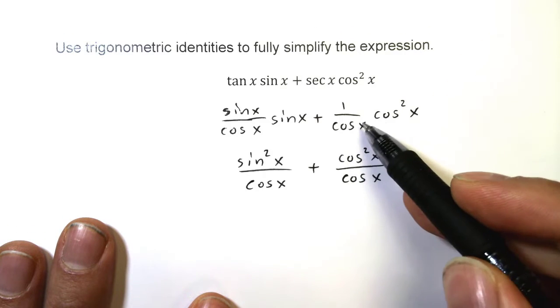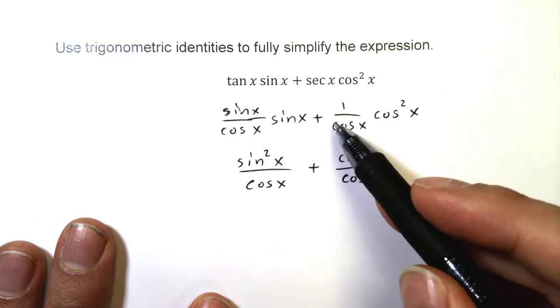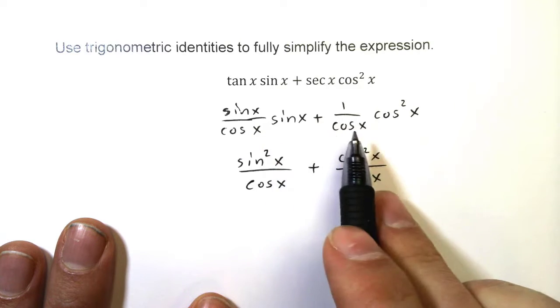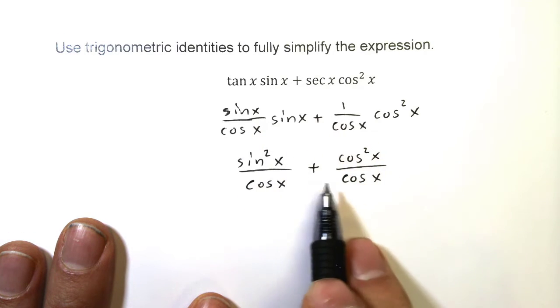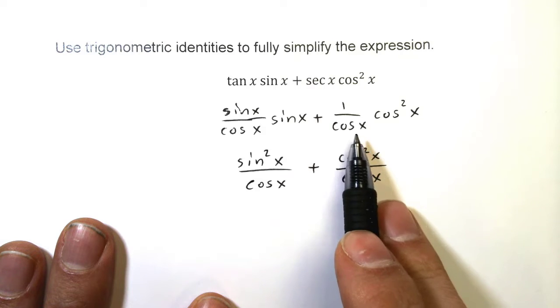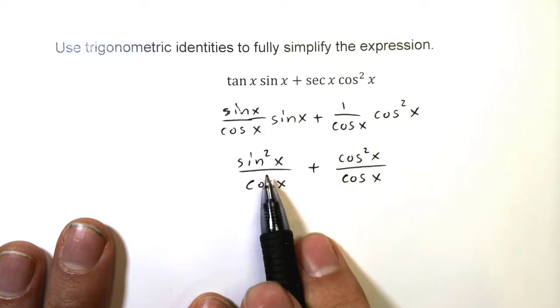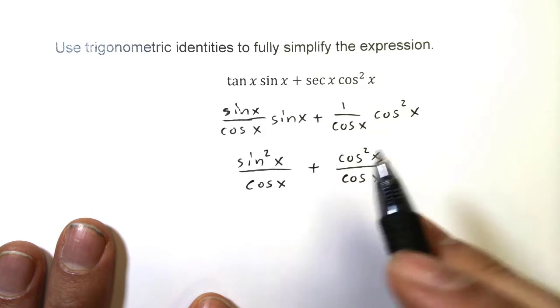I could also cancel these, right? I could cancel one of the cosines with one of the cosines here, but then I won't be able to combine these fractions. See, I just got a common denominator. So maybe it's better if I leave it like this, because now that I have a common denominator, I can add these together.